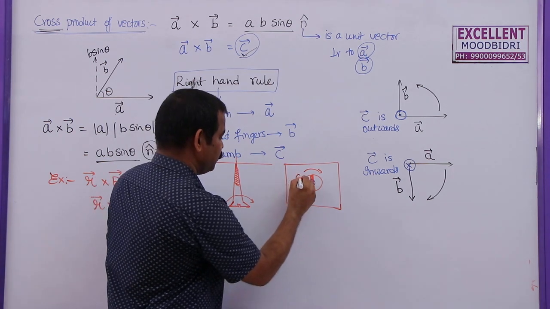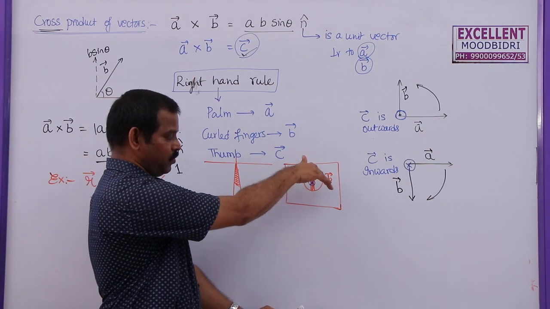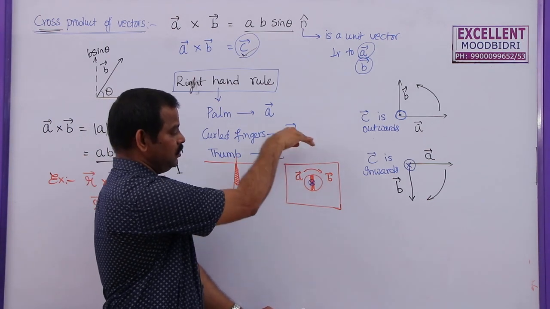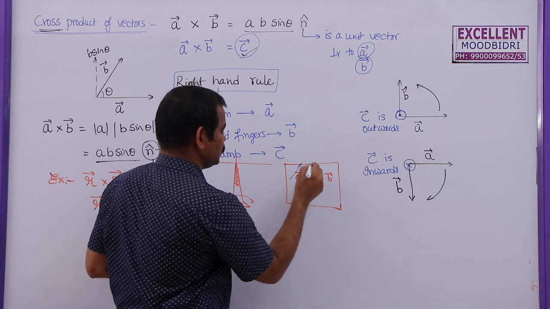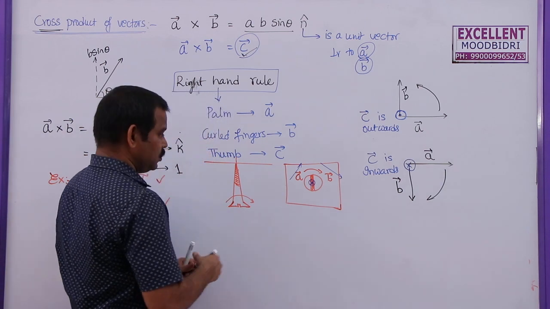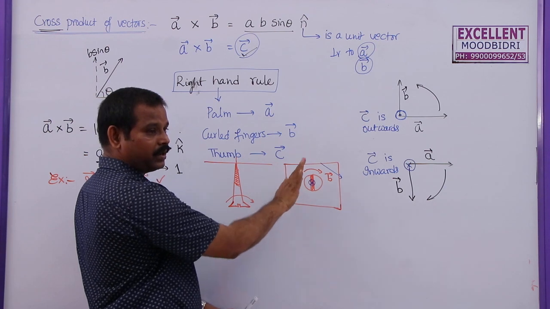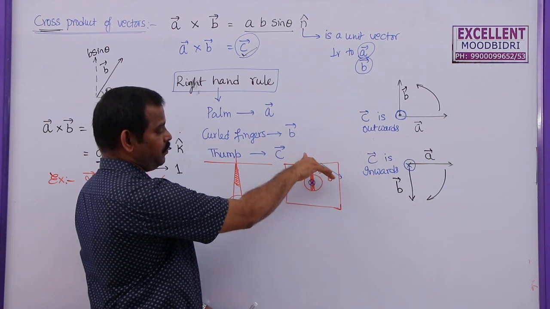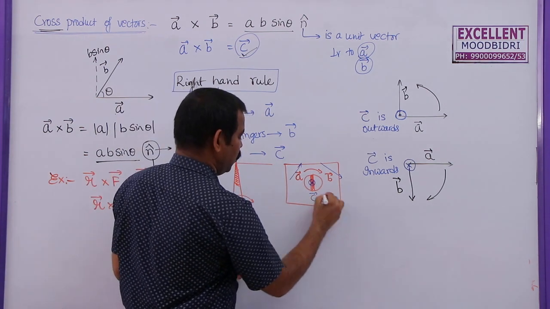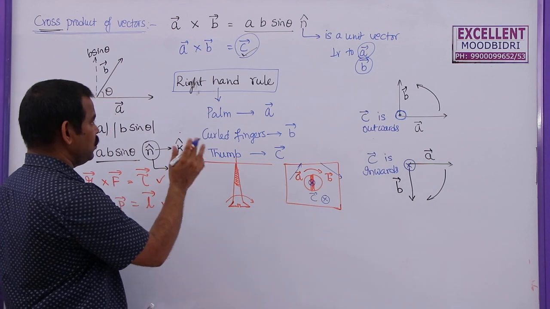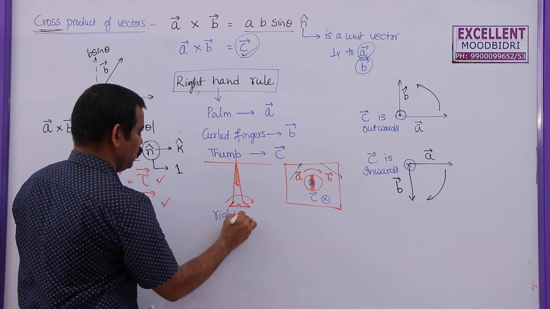So, here this is vector A, this is vector B. When you are multiplying A with B, this is the first vector, let us say this is the second vector. So, when I am keeping my hand like this, A vector, that is the first vector, my palm is kept in this direction, and B vector is like this, then C vector will be into the board. So, this is how you can write the right hand rule as a right hand screw rule.